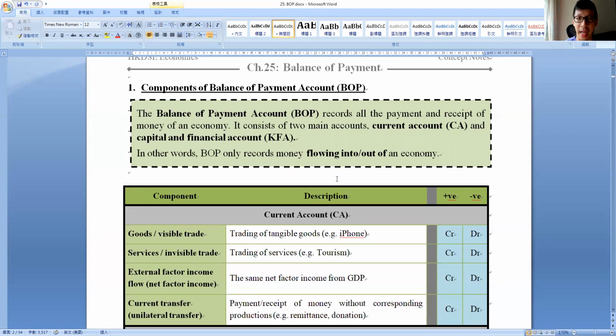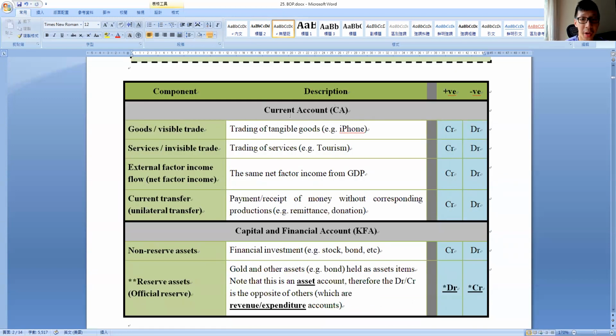The first big account, we call it current account. And another one, we call it the capital and financial account. Let's look at the detail. First of all, current account, or we call it CA. Basically, it records all the money. Now, let's write down here.